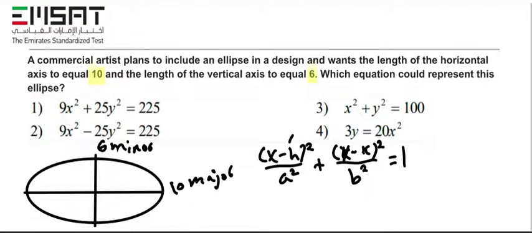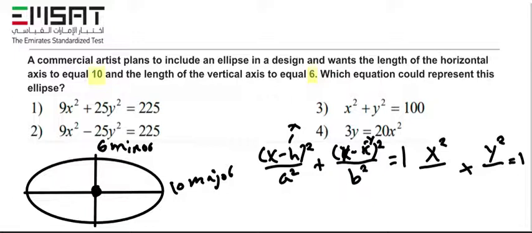What do we mean by h? h is the x coordinate of the center, which is the middle point, and k is the y coordinate of the center. So we don't have any plots, so we keep it as x squared and y squared. So now let's get our information.